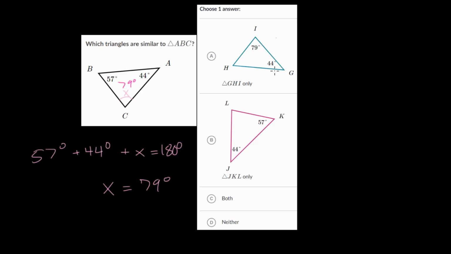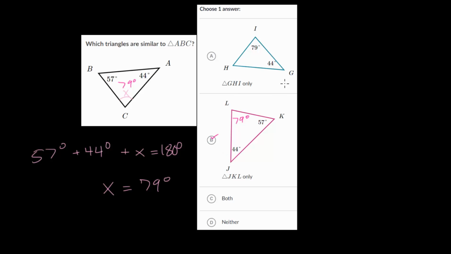And we just need to look at these two examples and find out if they have the exact same angles. And looking at choice B, you can see that it had the original two angles, this 57 and 44, which means you can set up this same equation and figure out that this would be 79 degrees.